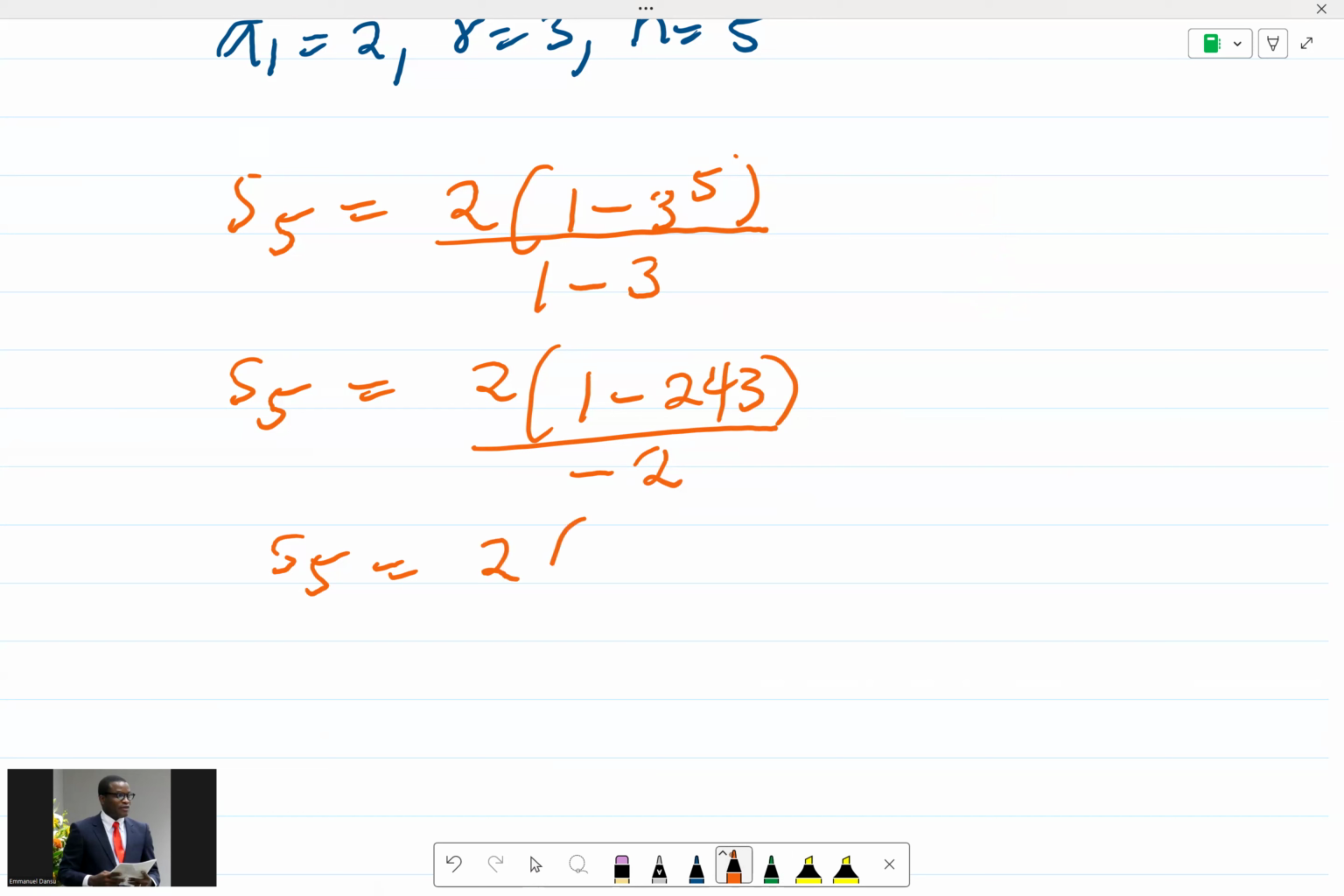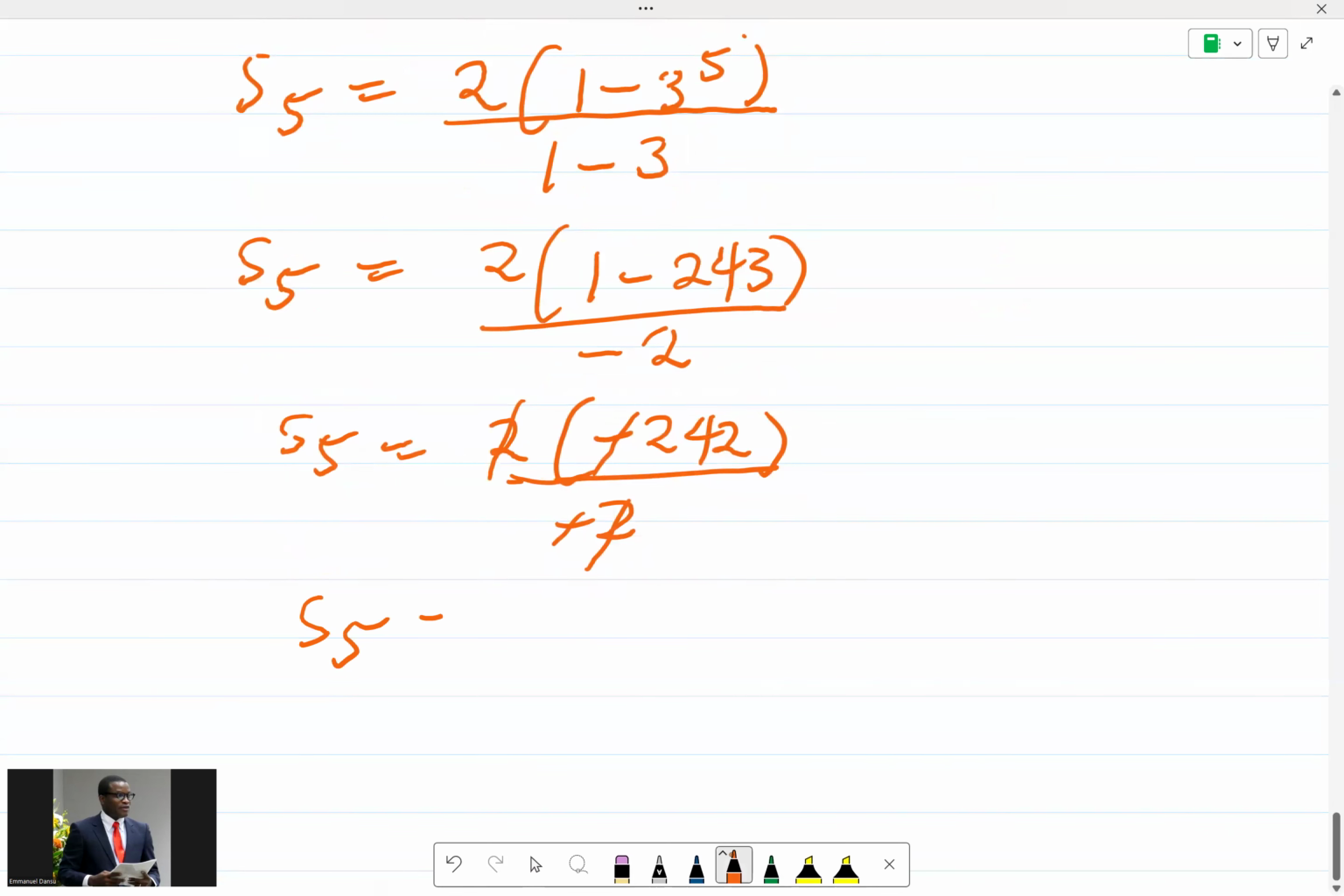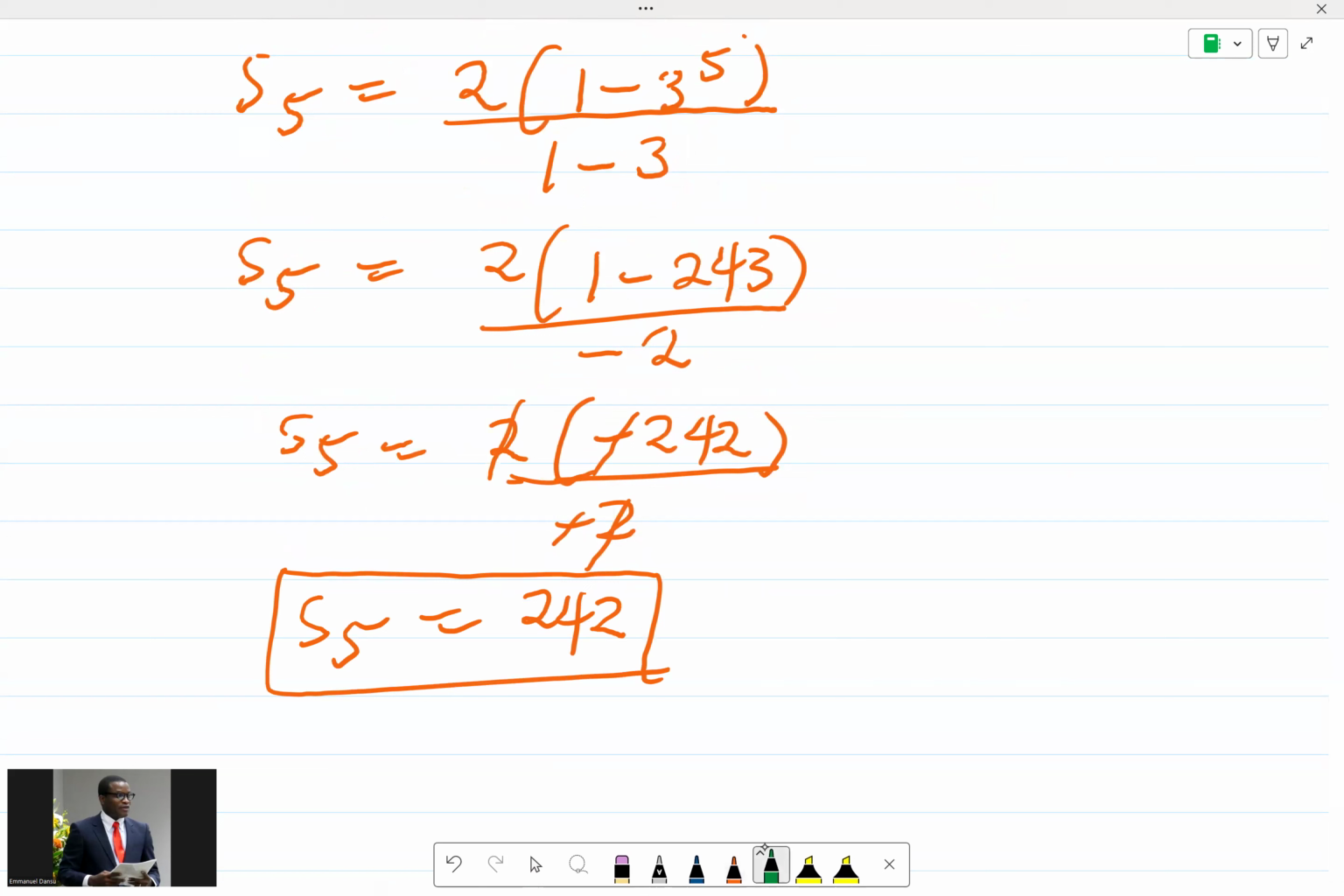Okay, so this is 2 into 1 minus 242, because 1 minus 243 is minus 242, divided by minus 2. So 2 cancels 2, and minus cancels minus. So S5 is not 404, it's actually 242. So we have 242. So it's good to always be able to check.